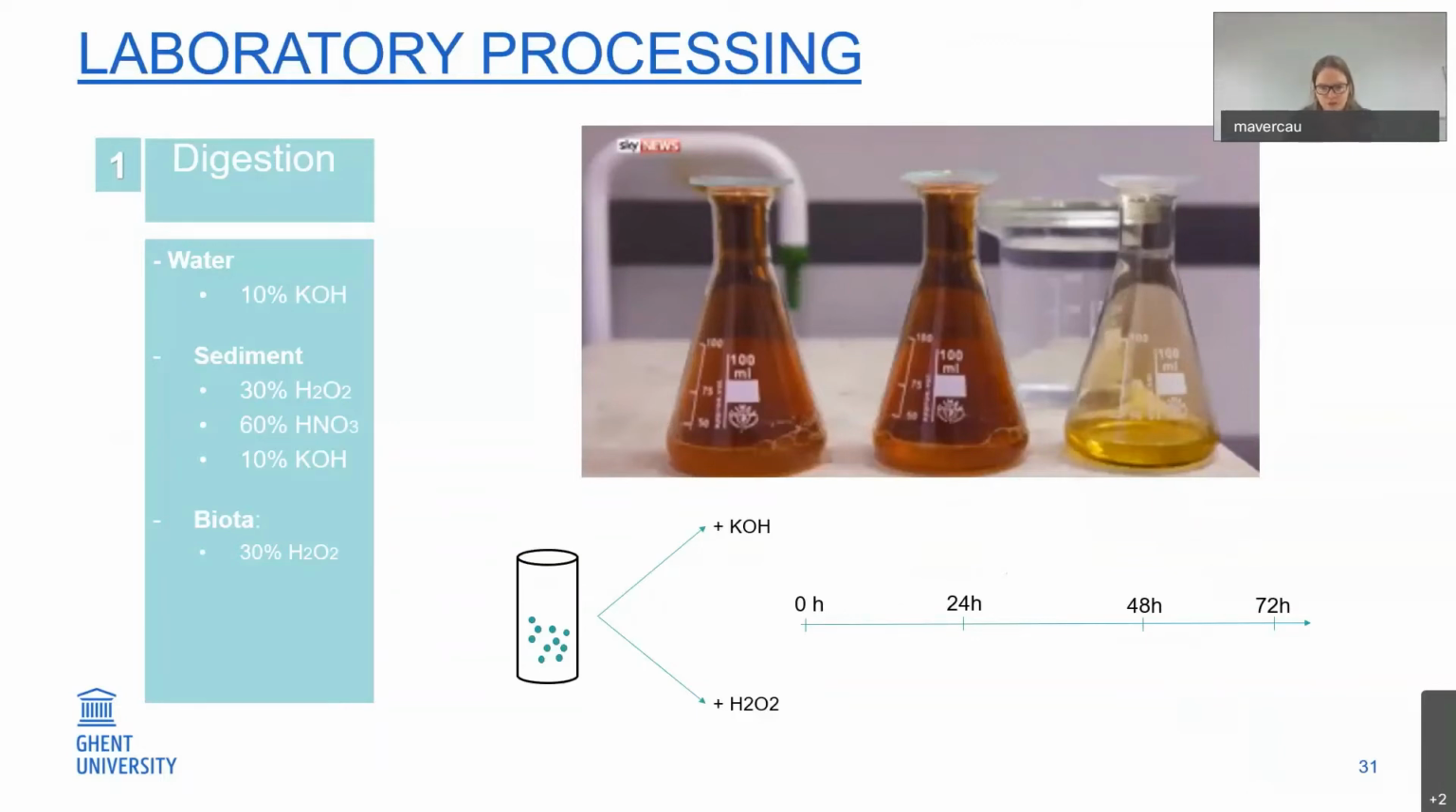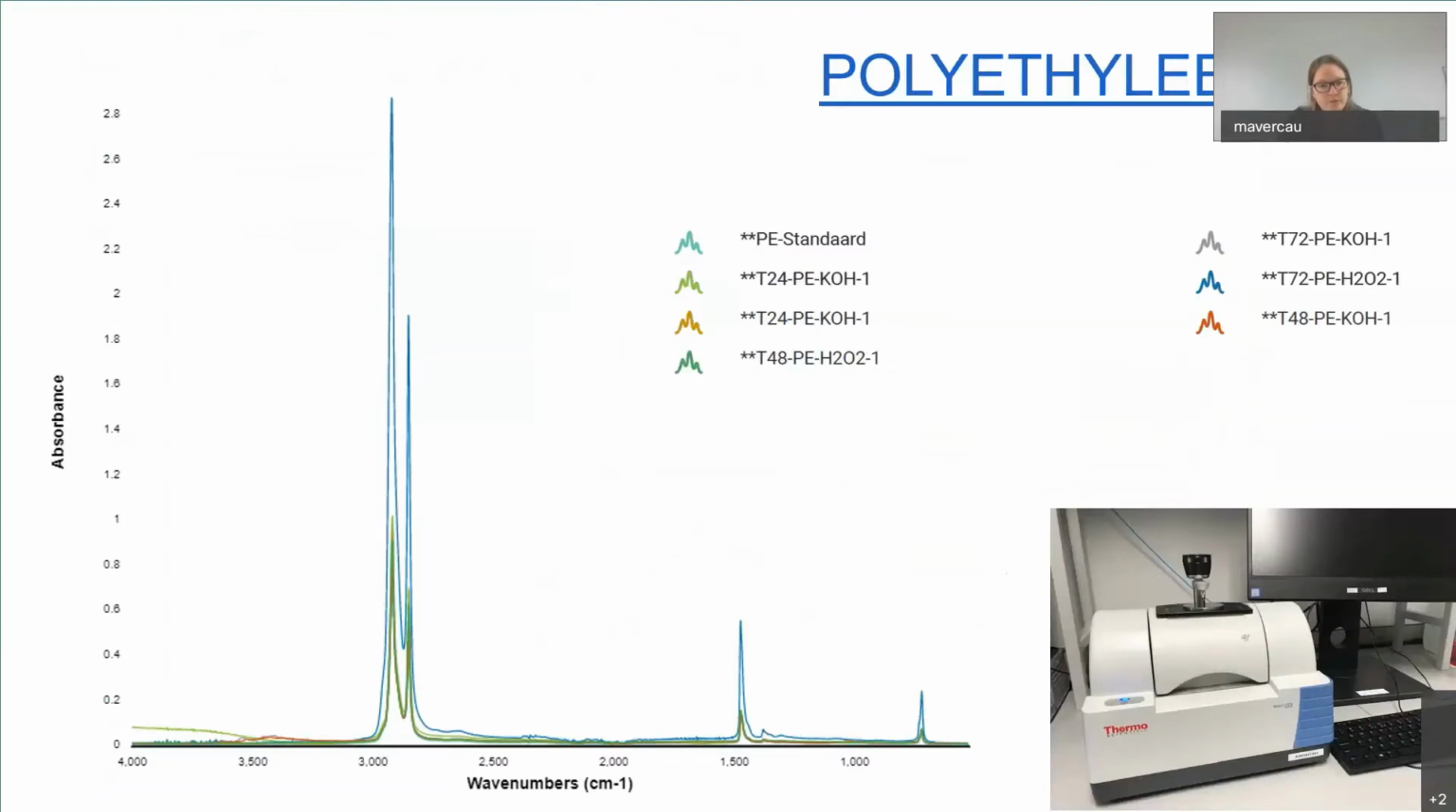So we put some virgin plastic material, and we added KOH, which we use for water samples, and hydrogen peroxide, which we mainly use for sediment samples. We put it together and sampled it in regular time frames: 1 day, 2 days, and 3 days. And then we did an analysis using the ATR-FTIR, and we checked if the spectra were okay. We saw indeed that even in high concentrations of hydrogen peroxide for 3 days, the spectra of all those main plastic types remain the same. So the digestion protocol that we have used has been checked: it's efficient in digesting the samples, and it's also safe to use for our plastics.